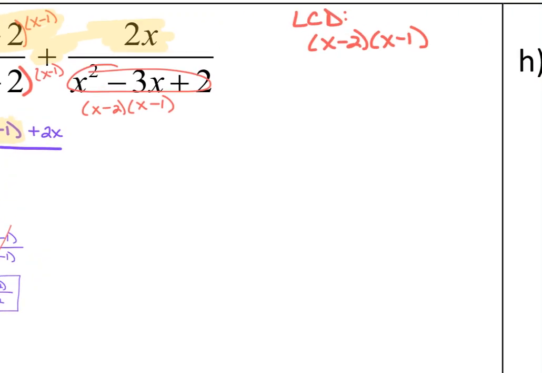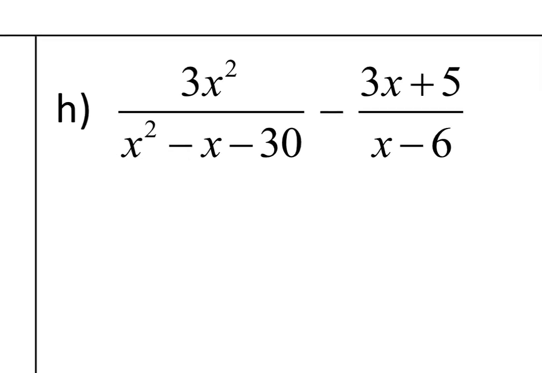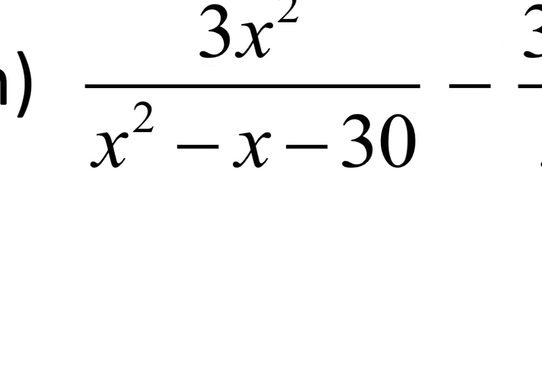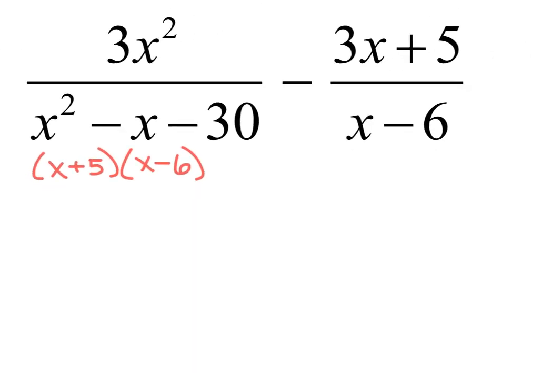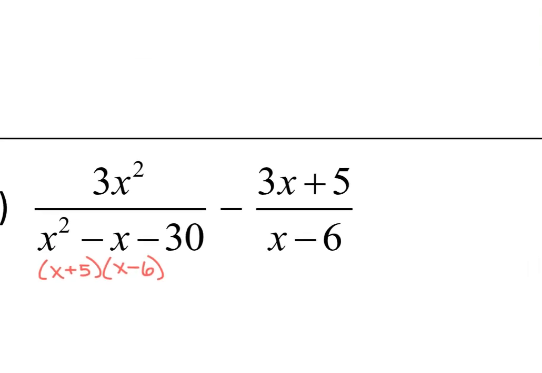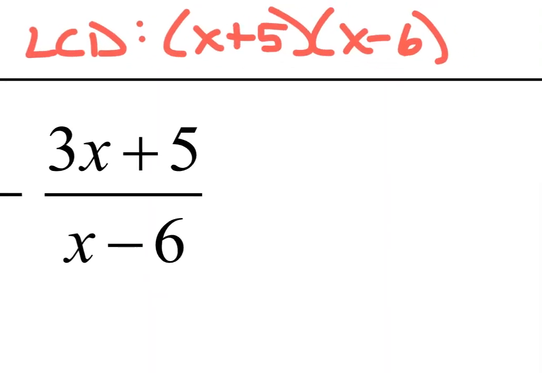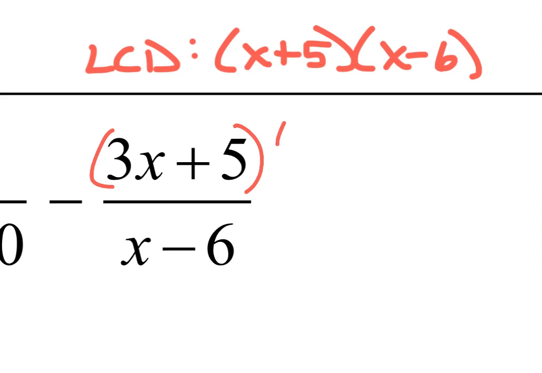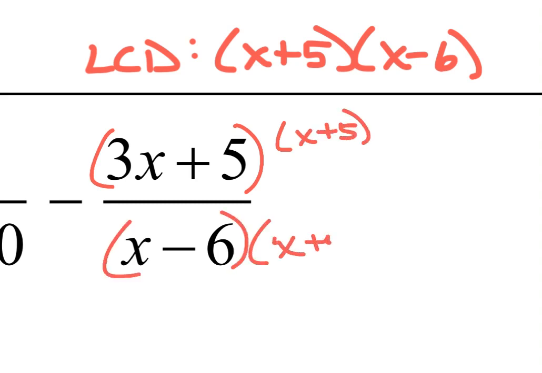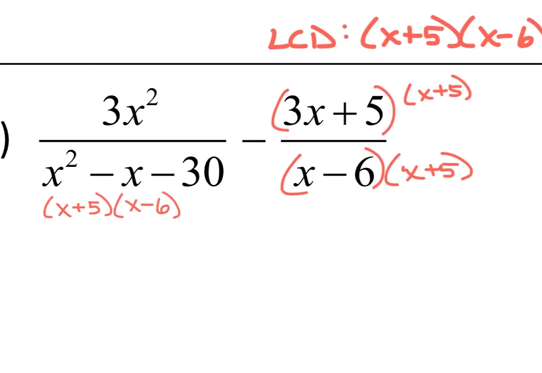Let's take a look at letter H. H is a subtraction problem. The first thing that I'm going to do is factor this first denominator, and I get x plus 5 times x minus 6. And I see in the second denominator that in order to get my LCD, which is x plus 5 times x minus 6, I can just multiply the top and the bottom by x plus 5. Some kind of fancy x there.